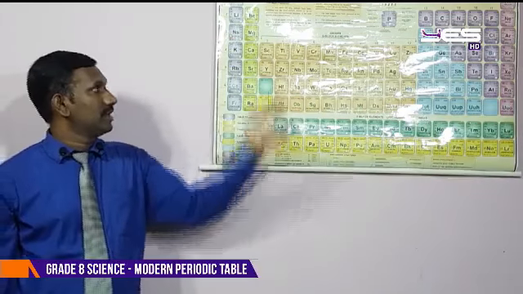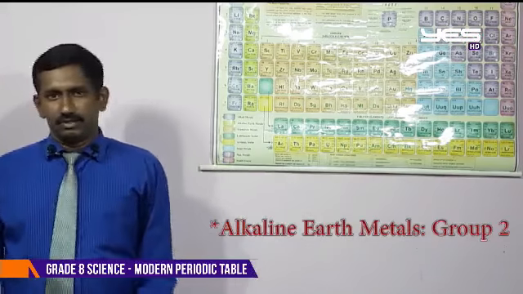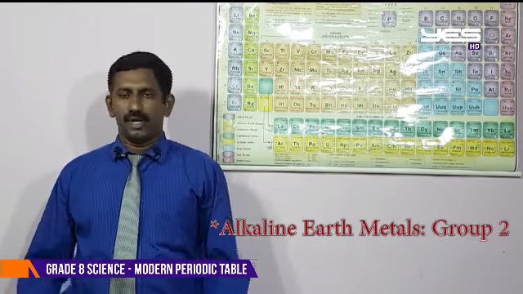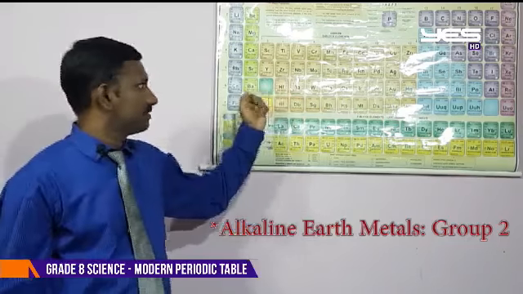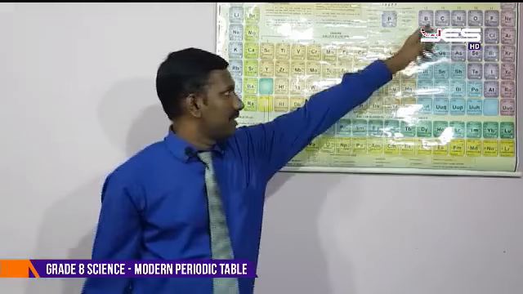There is one more name for group 2 elements, that is alkaline earth metals. So group 2 elements are known as alkaline earth metals. Okay, then go to group 3 elements.